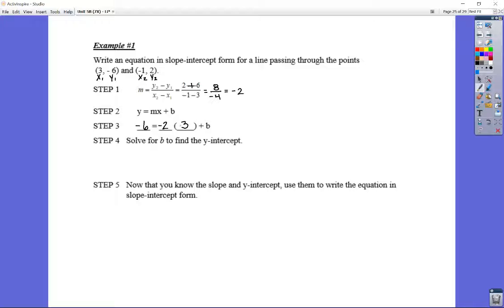Step 4 is to solve for b to find the y-intercept. So we know that -6 is equal to -6 plus b. In order to get b by itself, we have to add 6 to both sides, and 0 is equal to b. Now that you know the slope and the y-intercept, use them to write the equation in slope-intercept form. We know that the slope is -2 and the y-intercept is 0. So the equation of this line is y equals -2x plus 0, or we can simply write it as y equals -2x.